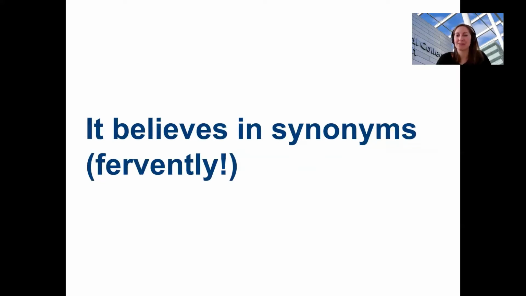Okay, Grammarly believes in synonyms. And the reason why I framed it like this is because in EAP, we often say that synonyms don't exist. There is no such thing as a synonym. So in this sense, we don't believe in synonyms, whereas Grammarly does believe in synonyms, and it believes in them fervently. And I'm going to give some examples.